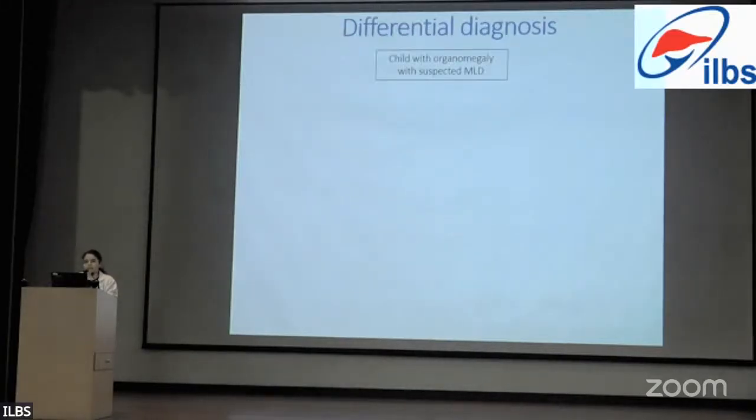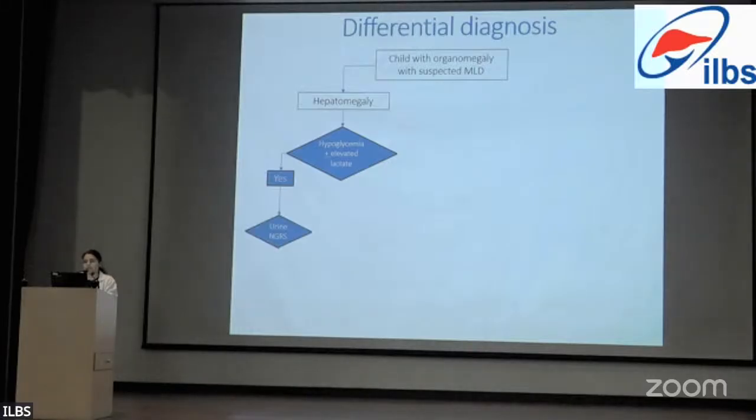So now we have a child with organomegaly with a suspected inborn error of metabolism. If the child has a predominant hepatomegaly, if the child has hypoglycemia with or without elevated lactate, we would then go ahead with urinary non-glucose reducing substances, which would check for the presence of fructose. If that is positive, we would suspect hereditary fructose intolerance. If that is negative in the presence of organomegaly with hypoglycemia, our possible differential diagnosis would be along the lines of glycogen storage disorders, of which according to this age of presentation, GSD 1 and 3 would be the most common.